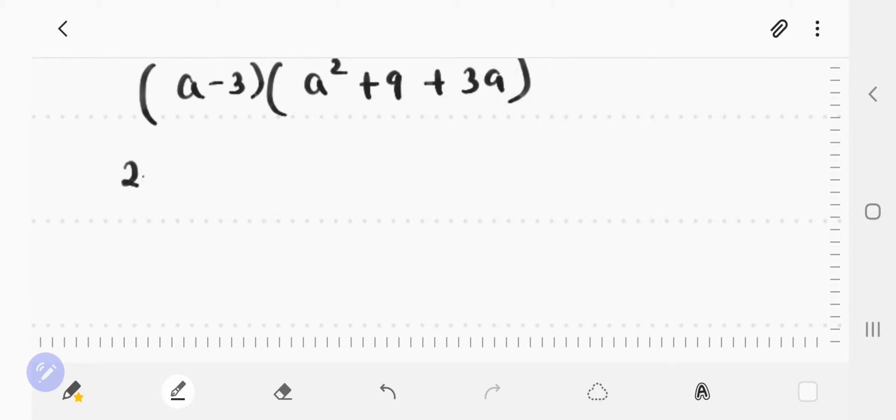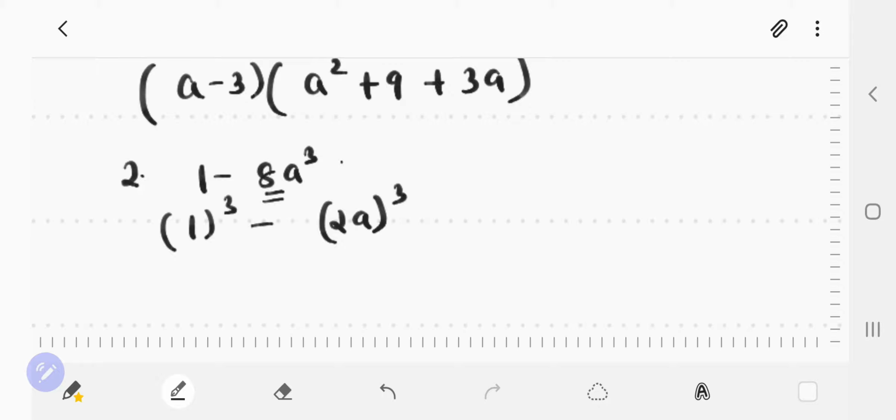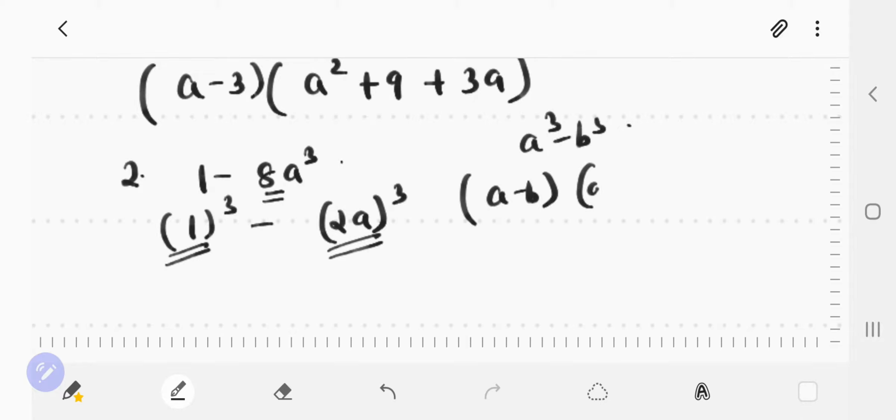Next we have problem number 2. 1 minus 8a cube. 1 cube, and 8a cube will be (2a) the whole cube. Apply the identity. This is your a, this is your b. So the identity for a cube minus b cube is (a minus b)(a square plus ab plus b square). You have to apply this and put it into this. Clear?